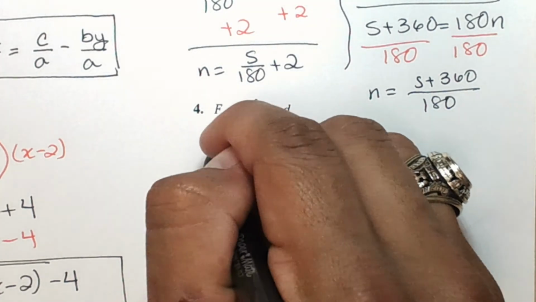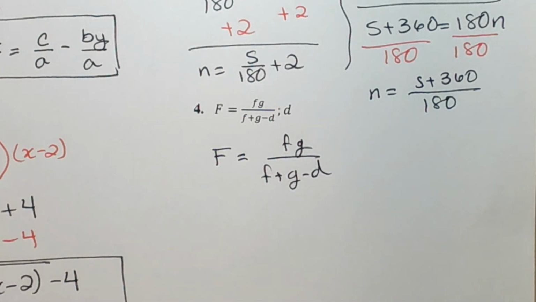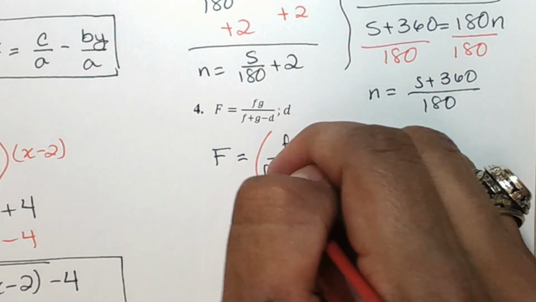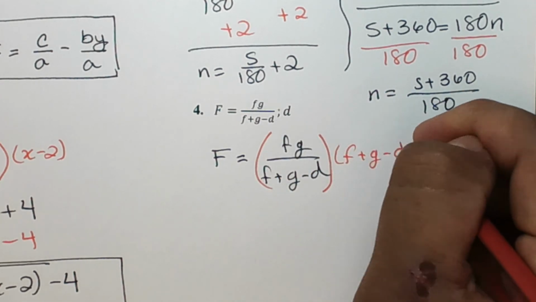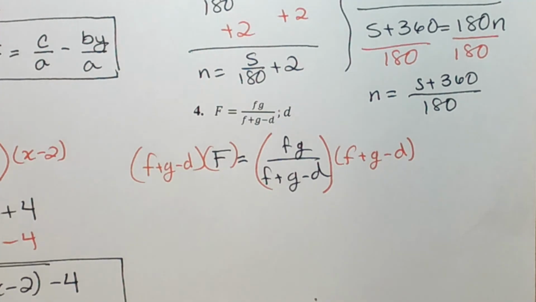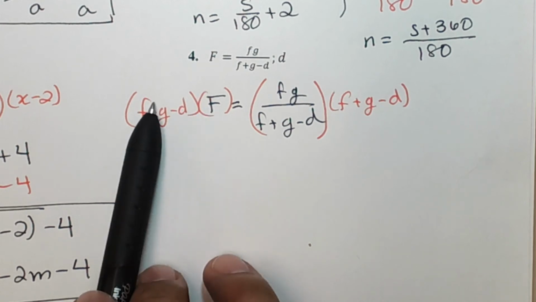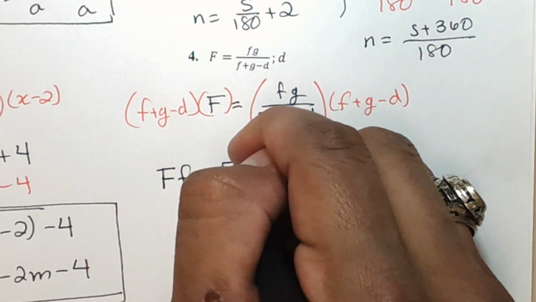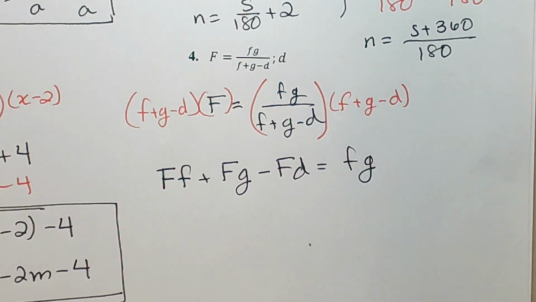So I'm going to rewrite this just to make sure that I show everybody what I'm doing. So I wrote it down correctly this time. So I'm looking for this lowercase d. Well, the only way that I can solve for that is I need to get rid of this fraction. So I'm going to multiply both sides by that denominator. Now, to save me work, I'm going to end up needing to distribute this f. So I'm going to distribute that f into this parenthesis. So capital F times lowercase f, capital F times g, minus capital F times d equals lowercase fg.